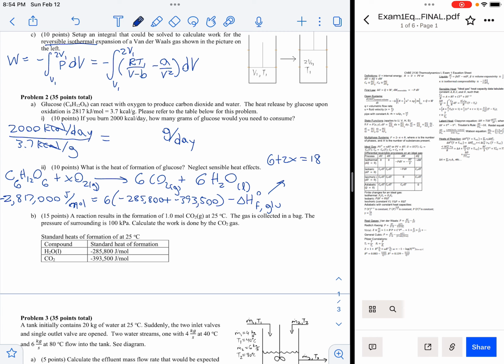So now a reaction results in formation of 1 mole of CO2 at 25 degrees C. The gas is collected in a bag. The pressure of the surrounding is 100 kilopascals. What is the work done when you collect it in the bag? Usually in these questions, you're assuming the bag is so flexible and light that it's really just the atmospheric pressure times the change in volume. So I'm going to write that work is equal to minus P delta V. And remember that initially there is no gaseous product. You just have glucose. So delta V is just the final volume. In other words, the initial volume is 0.